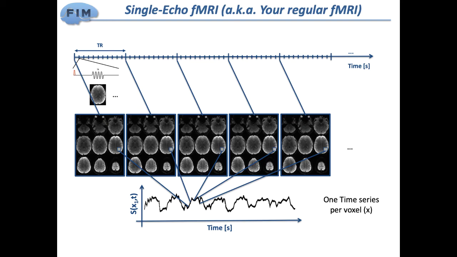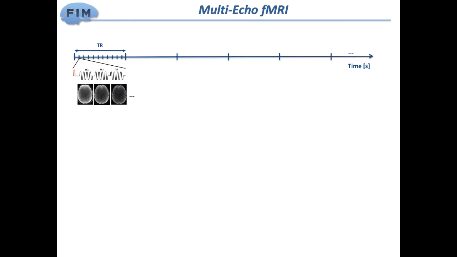Usually you would choose an echo time that is equal to the average T2 star of your data. And unfortunately, because not the whole brain and not even the whole gray matter has all the same T2 star, you have a balance of getting better signal in some areas than in others. So what is multi-echo?